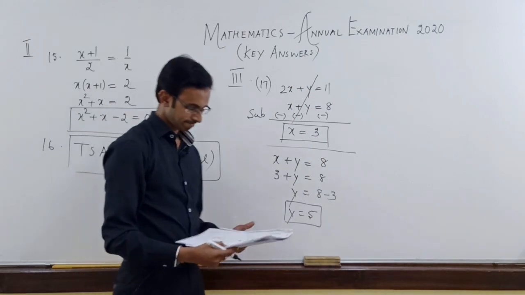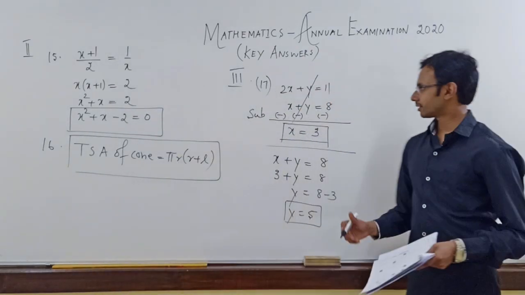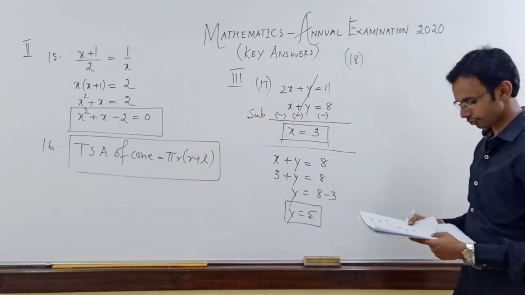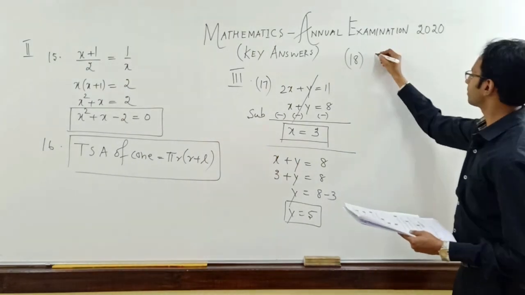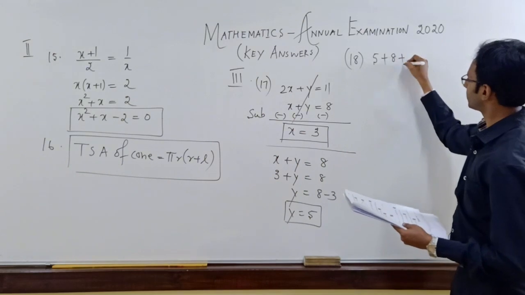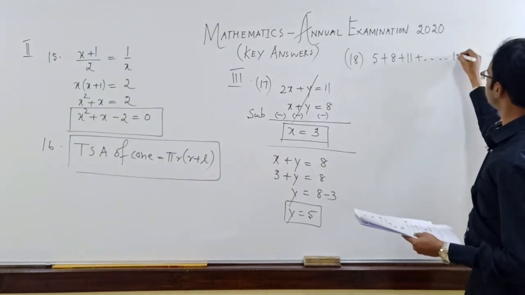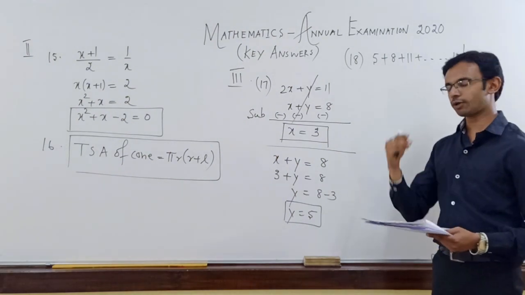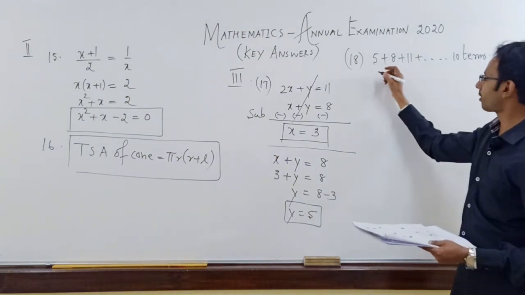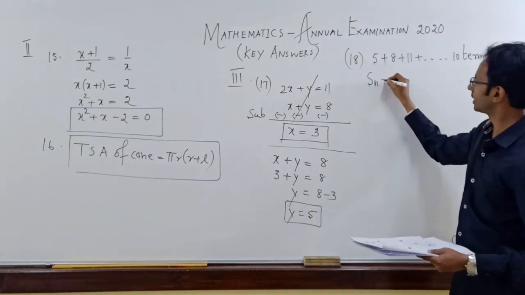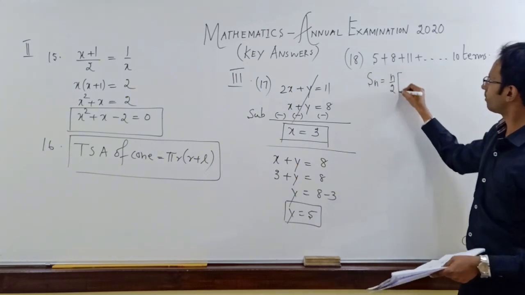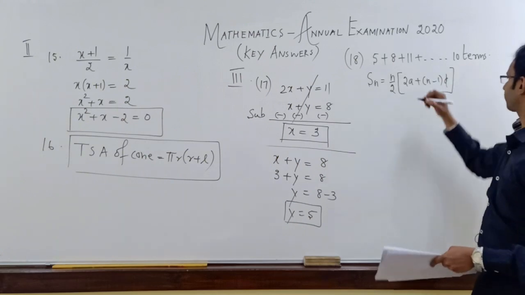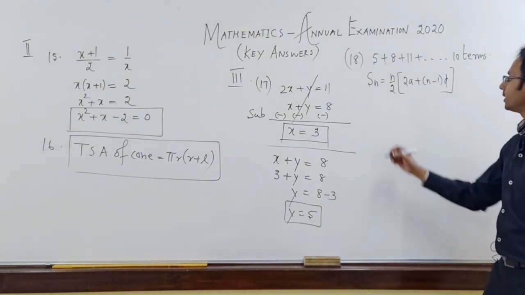So easy it is. And 18th, this also we did several times, even in my episodes I have shown you. Find the sum of 5 plus 8 plus 11 plus up to 10 terms, by using the formula. You can use the other formula or the mother formula which I have discussed with you, which is like this: Sn is equal to n by 2 into (2a plus (n minus 1) into d). If you write this, half mark you get.